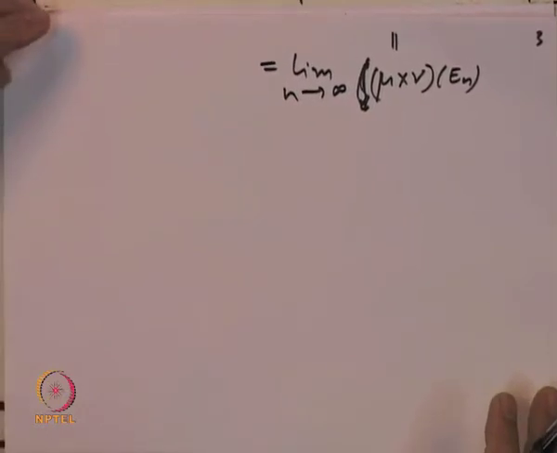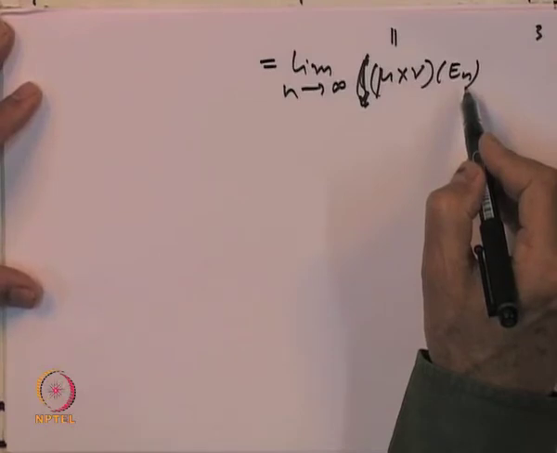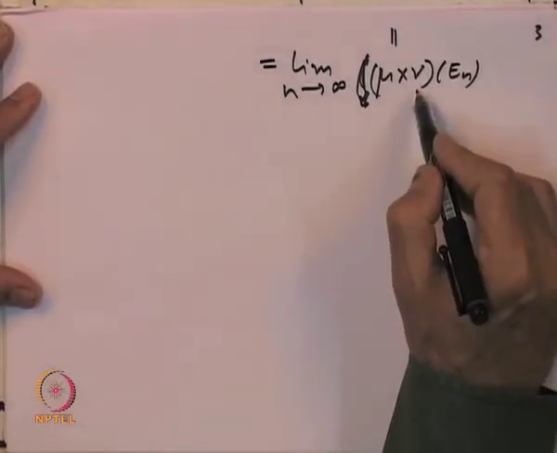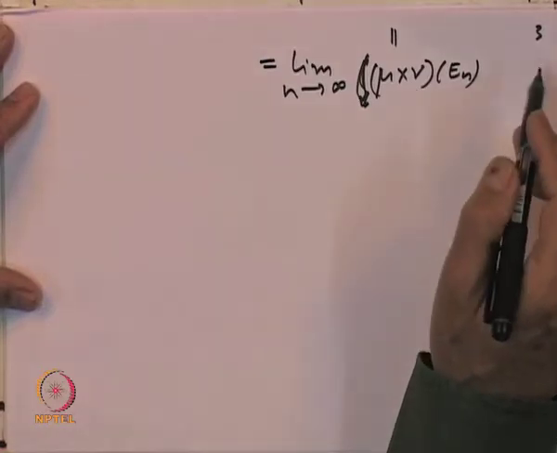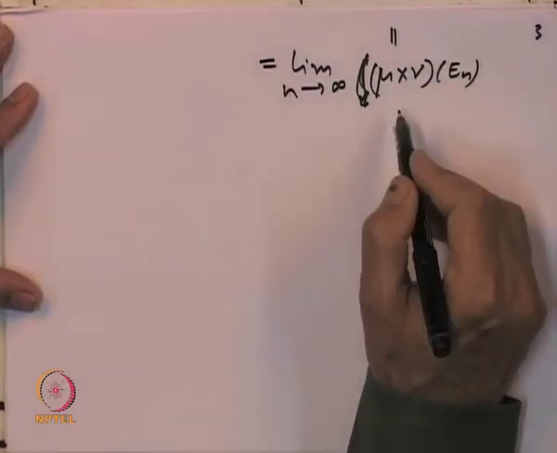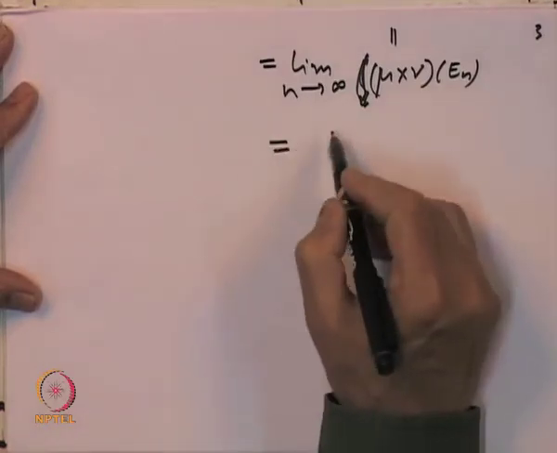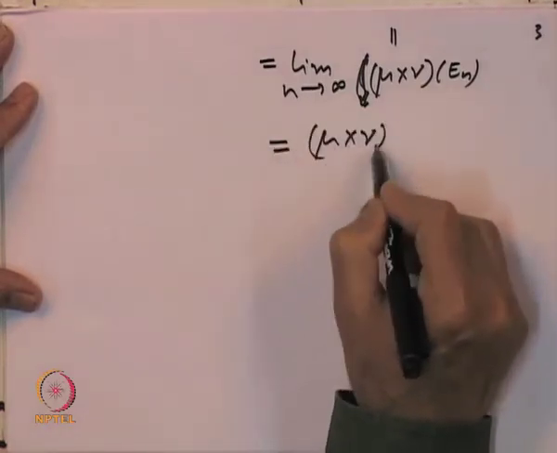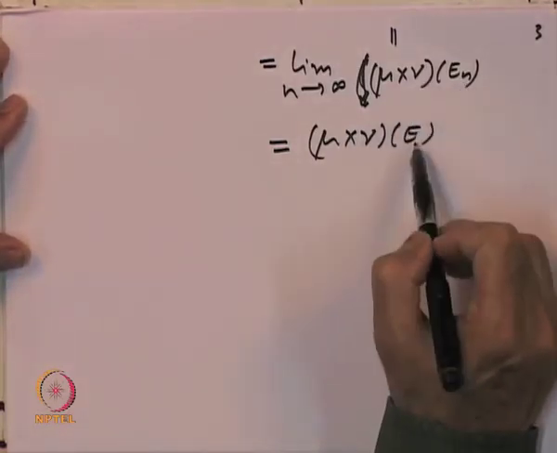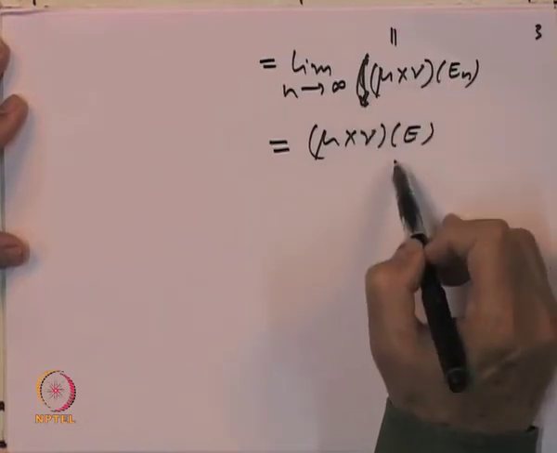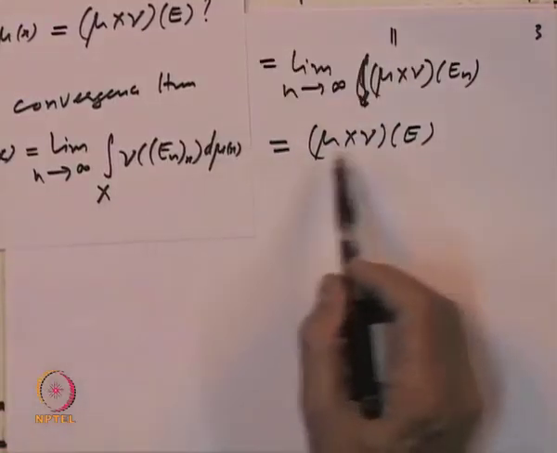Once again, let us observe that E n is an increasing sequence of sets in the sigma algebra A cross B, and mu cross nu is a measure. So, once again using the property of measure, that if a sequence of sets is increasing, then the limit of the measure of the sequence is equal to the measure of the limit. So, that is equal to mu cross nu of E. Once again we have used the fact that E n is increasing to E and mu cross nu is a measure. So, this limit must be equal to mu cross nu of E. So, what we get is that this limit is equal to this.